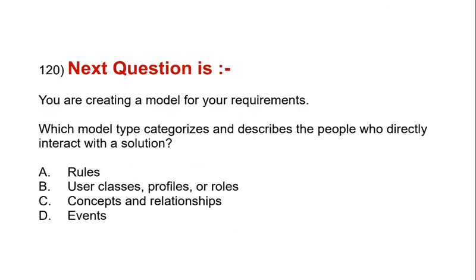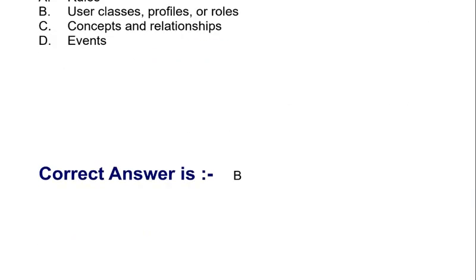Correct answer is option A. Question is, you are creating a model for your requirements. Which model type categorizes and describes the people who directly interact with a solution? Option A, rules. Option B, user classes, profiles, or roles. Option C, concepts and relationships. Option D, events. Correct answer is option B.